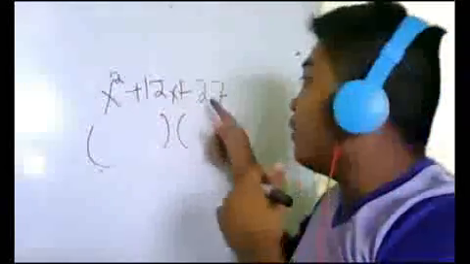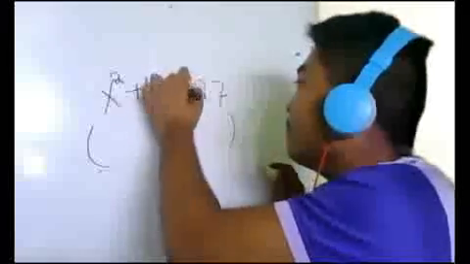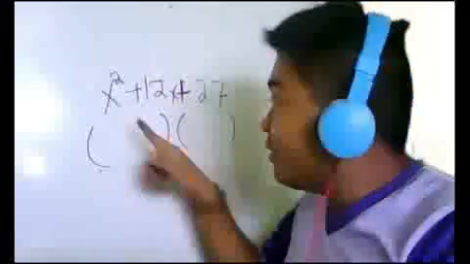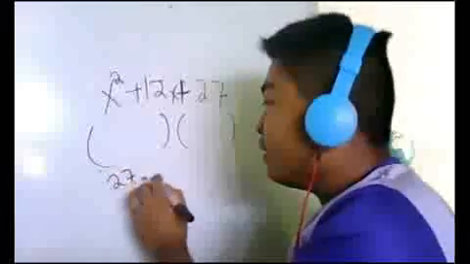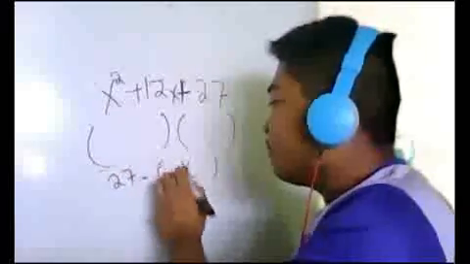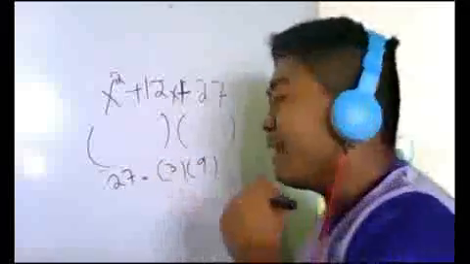So, what would be the factor of positive 27? That would give us the answer 12. So, it can be 3 times. So, suriin natin, 27. So, 3 times what? 3 times 9, tama?